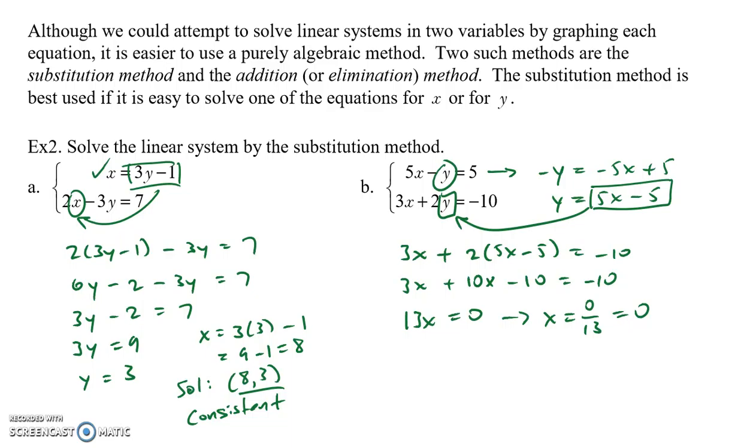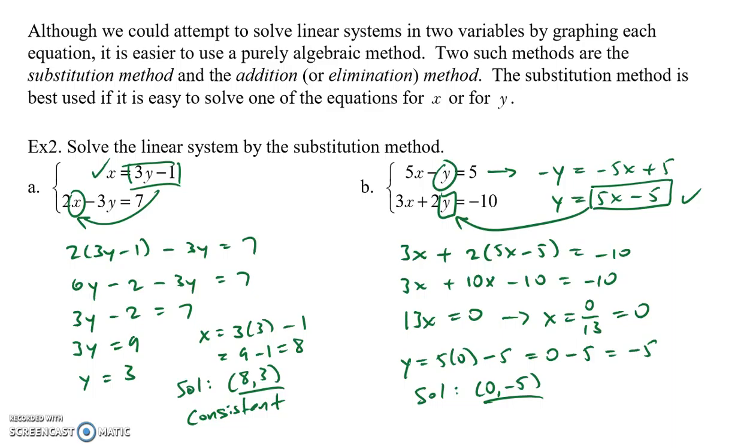So what is the y-coordinate? Well, let's just use this version of the first equation where we solved it for y, and then we can easily determine the y-coordinate. So y would be 5 times 0 minus 5. That is 0 minus 5, which is -5. So here again, this is a system of equations with just one solution. That solution would be 0, -5. Once again, we have a consistent system with independent equations.